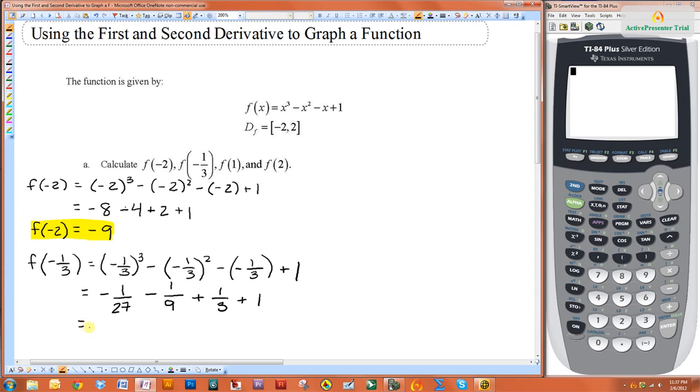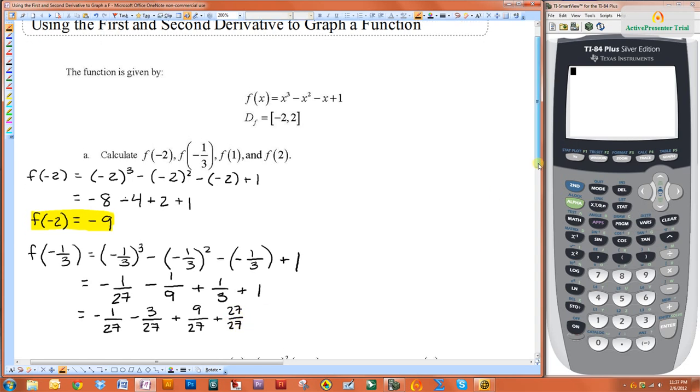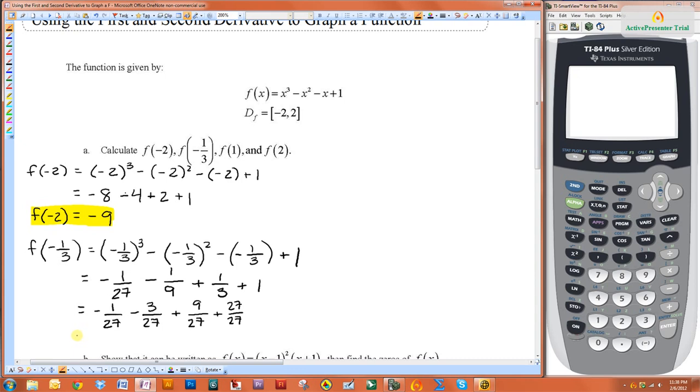Okay, the least common denominator between these three fractions is 27. So I need to rewrite these. Okay. So that is equal to 32 over 27. And that's f at -1/3.